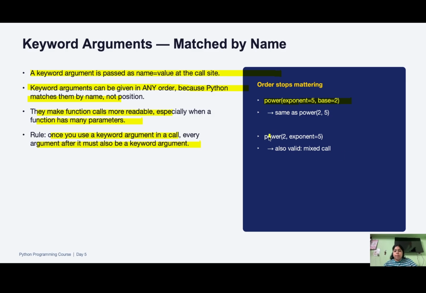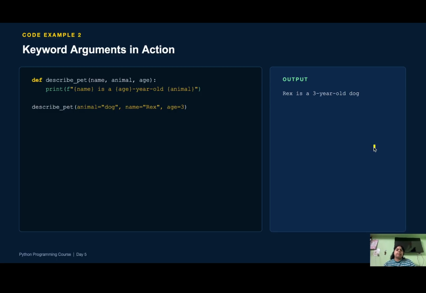One more thing, if you're not mentioning base equals 2, but you want to mention power equals 5, you can do that because it is valid. Mixed call is valid. Okay, let's see the keyword arguments.